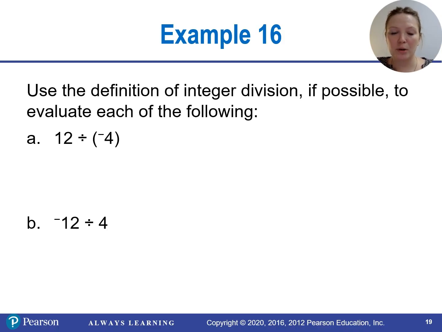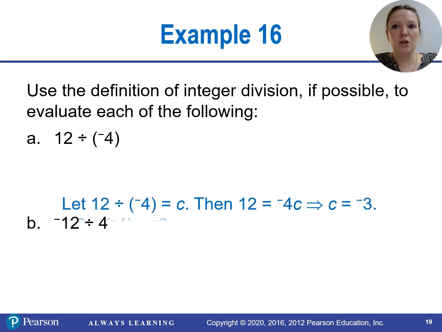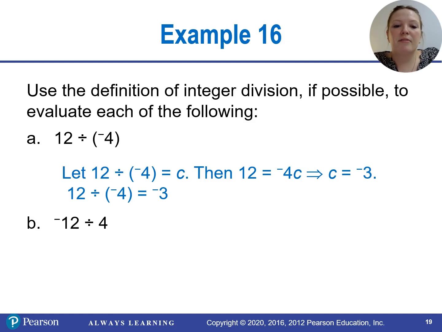So remember, again, 12 divided by negative 4 is the unique number C so that negative 4 times C gives us 12. So we would ask ourselves, what times negative 4 gives us 12? So 12 equals negative 4 times C. That tells us that C should be negative 3, because negative 3 times negative 4 is 12. So 12 divided by negative 4 is negative 3.